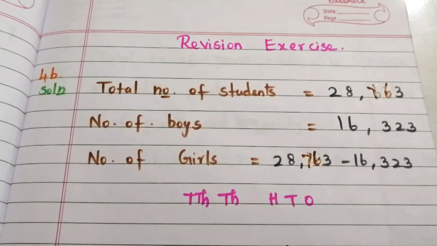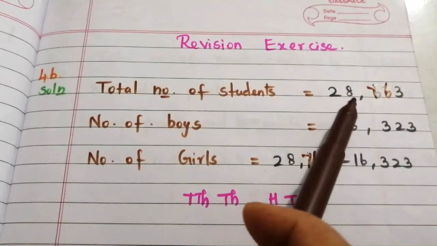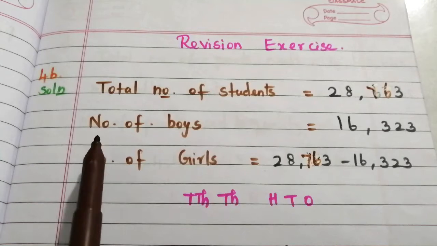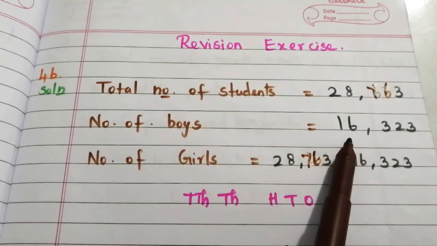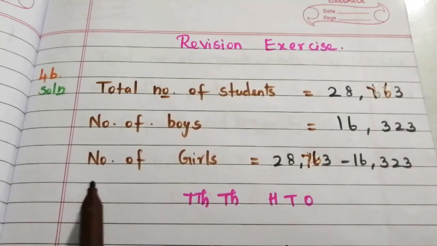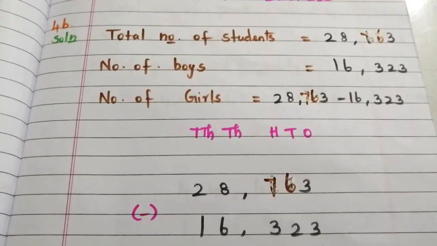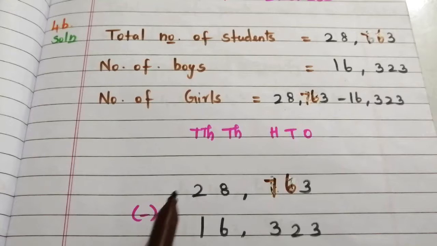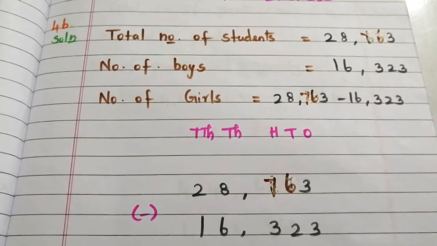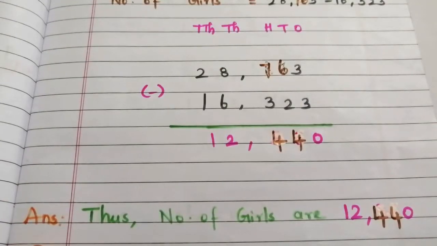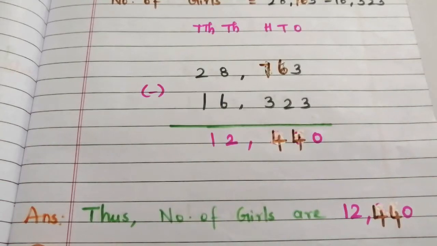So we have to subtract this from this number to get the answer. So the first statement is total number of students is equal to 28,763 and number of boys is equal to 16,323. Therefore number of girls is equal to this minus this. So first we have to write the given two data vertically, then start subtraction from ones place. After subtraction we get 12,440. Thus number of girls are 12,440.